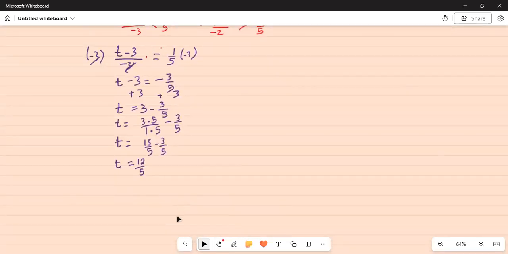So t is equal to 12 over 5. If I divide by 5, 2 fives are 10, then I'm left with 2 and 2/5, or 2.4. Okay, so let's check.